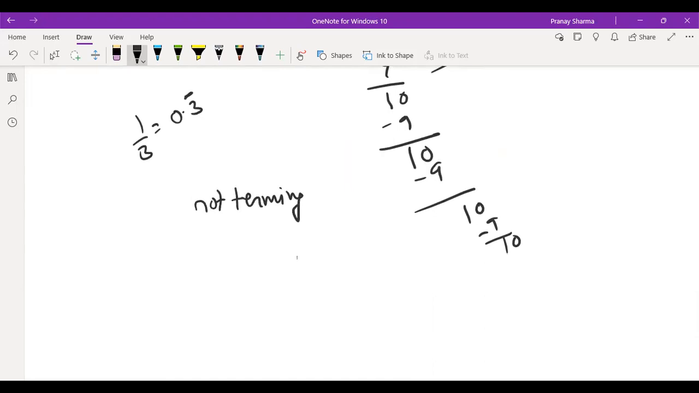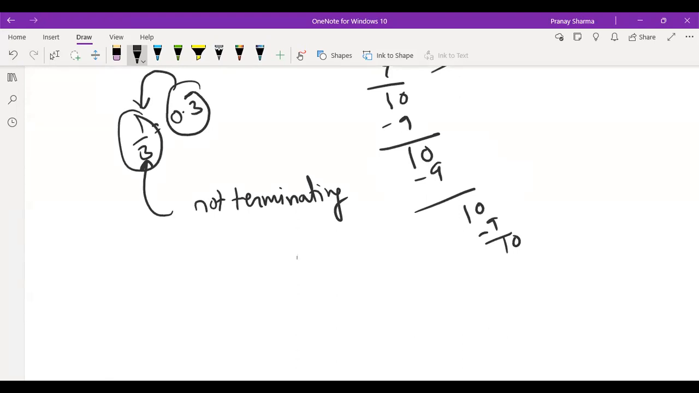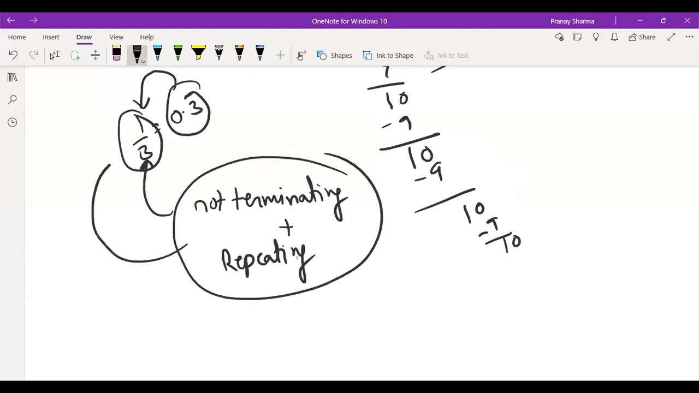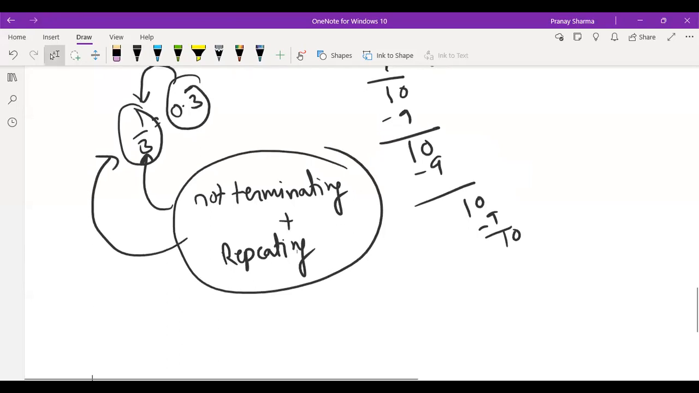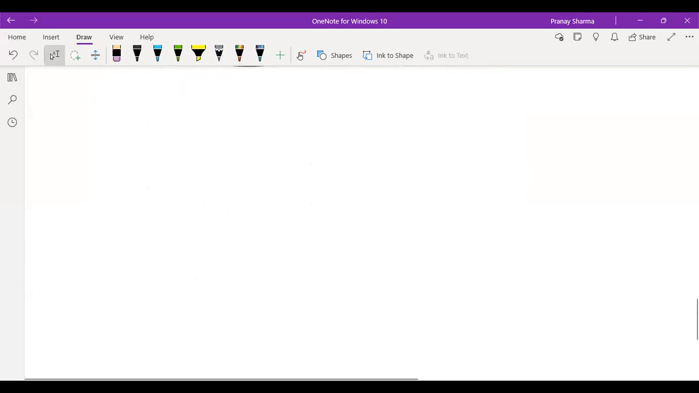Now it is not terminating. Sorry. Simultaneously, it is a rational number, because if you express 0.3 bar in P/Q form, then this will be 1/3. I have already written this. I'll also be guiding you how to convert something into P/Q form if it is non-terminating plus repeating. If this is the case, then we'll be classifying a particular number in the rational category, while irrational numbers are non-terminating and non-repeating, right?